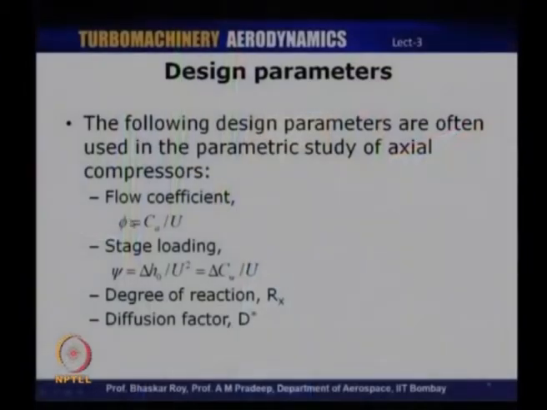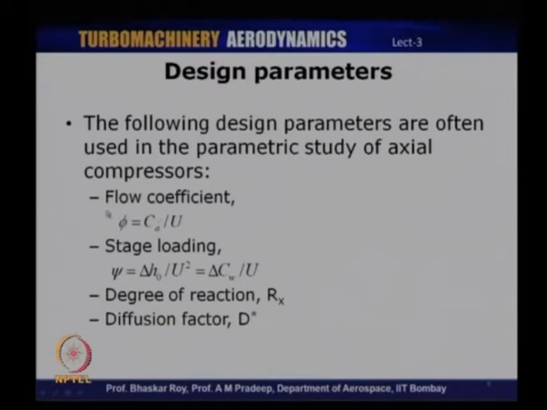We will see that there are primarily 4 types of design parameters that we need to look at, and these are parameters which are usually used in a parametric analysis of an axial compressor. One of the important parameters is what is known as the flow coefficient. Flow coefficient is usually expressed in terms of phi, and it is the ratio of axial velocity to the blade speed u. So, Ca by u is what is meant by the flow coefficient. You can see here that the numerator of this flow coefficient is the axial velocity.